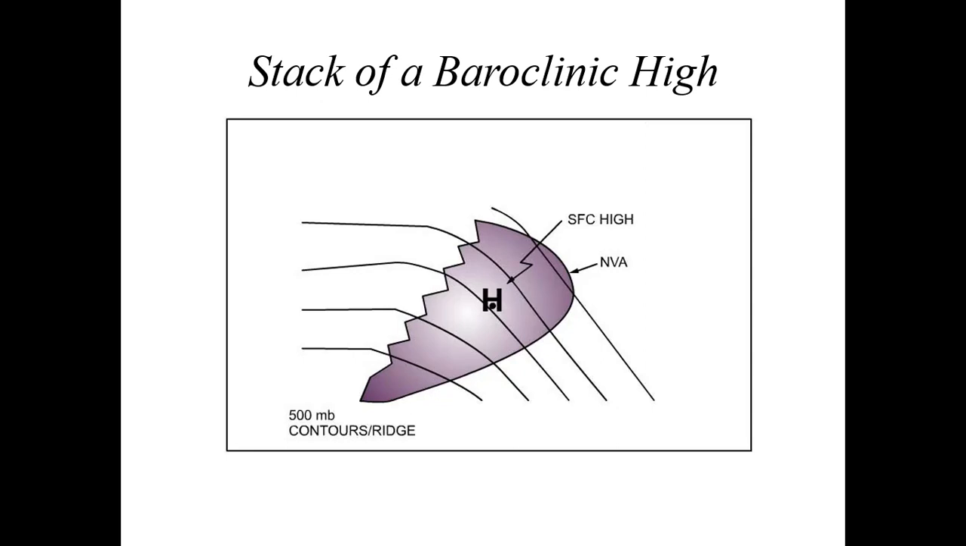And we also have the height contours, to the bottom right, away from that surface high, coming closer together. So that indicates upper level convergence due to the height contours getting closer together. And we have negative vorticity advection. So upper level convergence and negative vorticity advection are going to result in a building high pressure system. The high is going to get stronger.